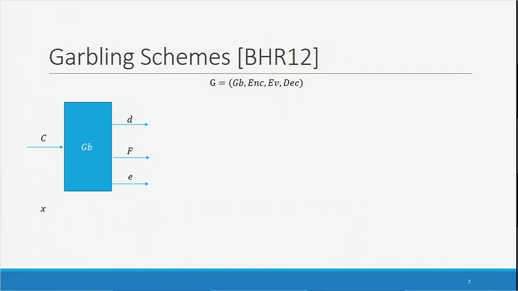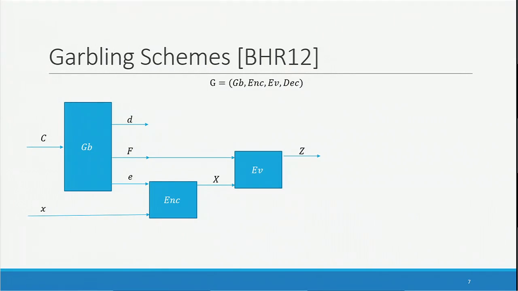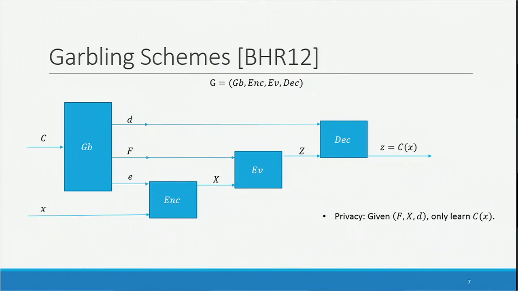You can now take some plaintext input X and encode it using the encoding information to obtain an encoded input, which you can now evaluate on the garbled circuit to obtain an encoded output, so to say, which you can now decode using the decoding information to obtain the plaintext output. The typical security guarantee that you get from garbling schemes is that of privacy, which says if you get a garbled circuit and a garbled input, and the decoding information, then the only thing you can learn from this is the output. You can't infer anything else about the actual computation.